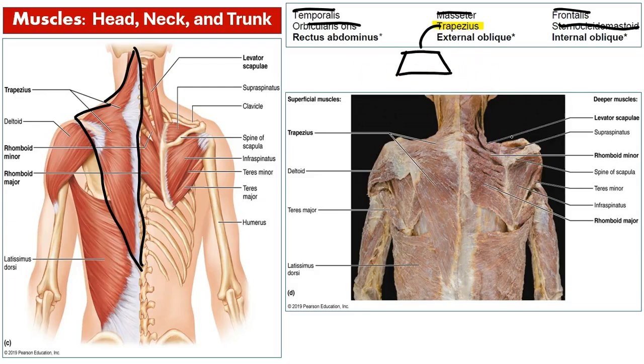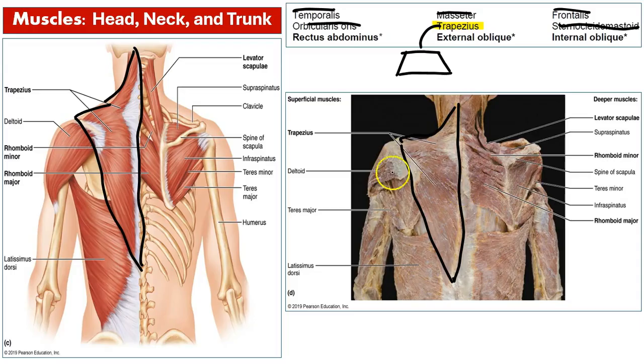Okay? And then the insertion of this would be on our lateral clavicle bone, or the spine of the scapula, or you can say the acromion. All those details. And remember, the goal is location, location, location. So on this cadaver, you'll see that you have this large muscle that's extending from that neck to the mid of the back, and that's going to be your trapezius muscle.